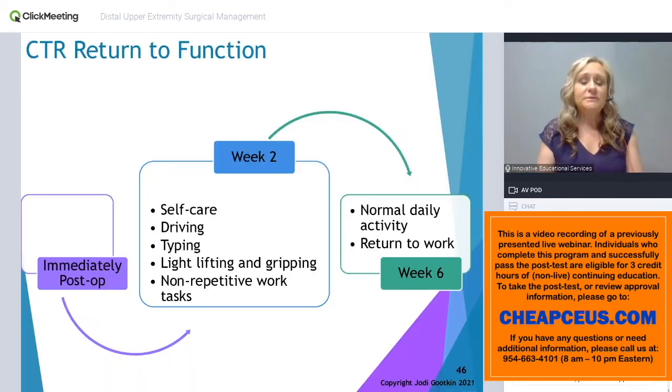Return to function seems to be a little more consistent. Most patients have a significant improvement in function within a week. By week 2, they're performing their ADLs, and by week 6, they're at that normal return to work. That's where we're starting to monitor them, or at least have them aware of pillar pain, to see if they need to slow the progression.